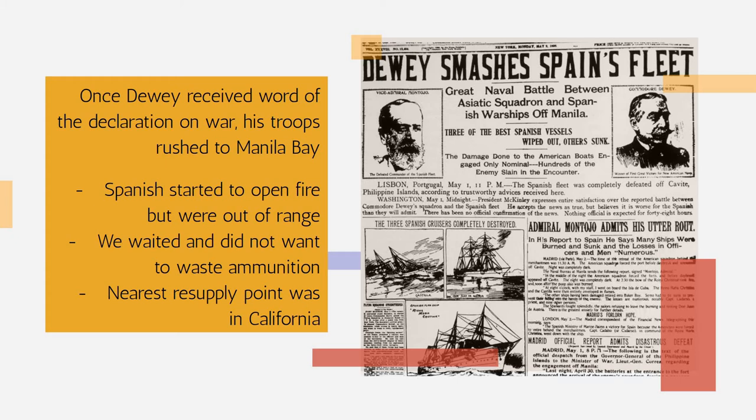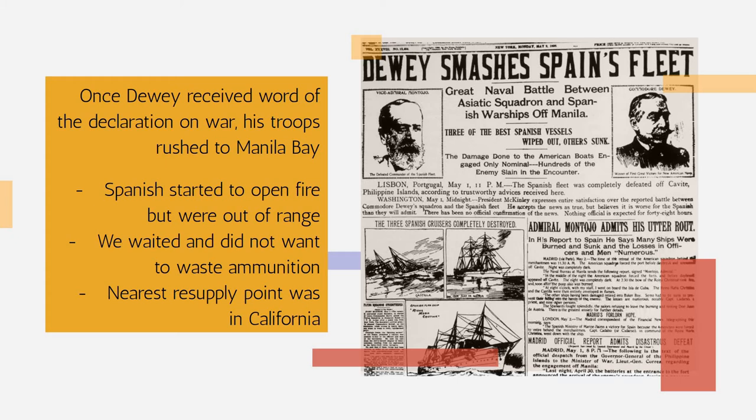Manila, if you remember back to our Sam Arrington and the stories about the bully and the hero, he replaces the Spanish notes in the Manila folder. Well, that's representing Manila Bay here in the Philippines. At Manila Bay, the Spanish started to open fire, but they were far out of range. The United States waited and didn't want to waste ammunition, so they basically were waiting for them to come.